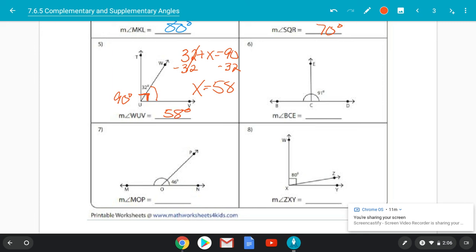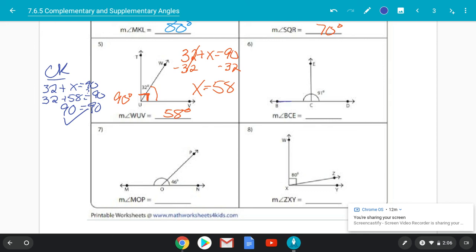Now, you can actually check these answers, and the check would be the same way that we checked equations. So to check this, I'm going to say 32 plus x equals 90, and I'm going to plug that in. 32 plus 58, is that in fact equal to 90? 32 plus 58 is 90, which is equal to 90, so that does indeed check out.